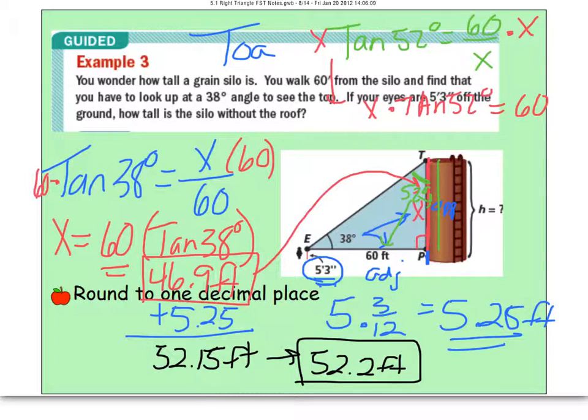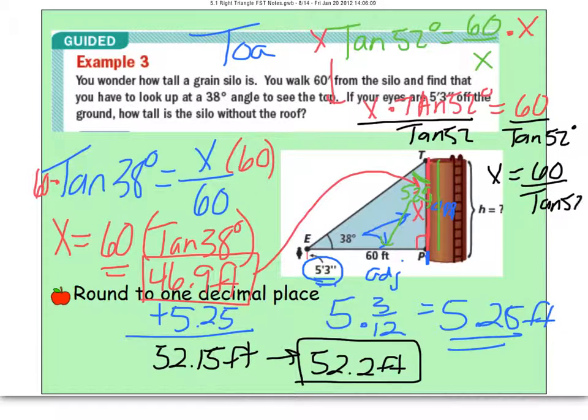Now this just says x times the tan of 52. How do you get rid of the tan of 52? Well, you can divide by the tan of 52 on both sides. And if you do that, what you're going to end up getting is x equals 60 divided by the tan of 52 degrees. When you do that, you're going to get the same answer we got before of 46.9 feet.